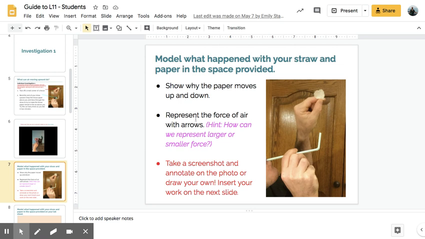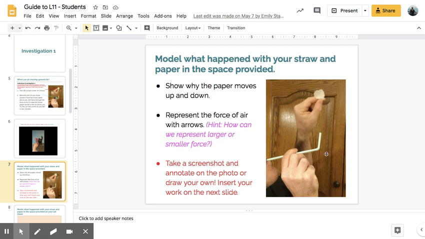So you have arrows representing the force of air. So stop and think, which way is the air pushing? Is it pushing up, down, left, right? Which way is the force of gravity going? Up, down, left, right? And then that will help us explain how the paper is moving.